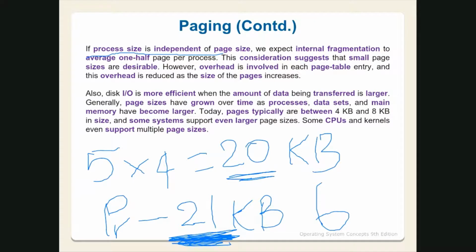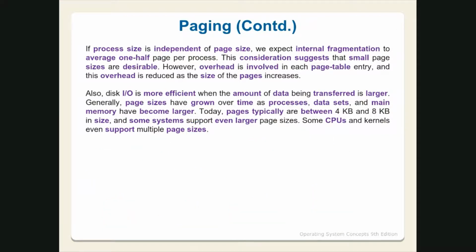Okay, and one more point you have to remember is that it doesn't matter that the page size will always be the same. Like in this example, I said each page is 4 KB. Some architectures support variable-sized pages. So one page will have 4 KB, another page will have 5 KB. Something like that is also possible.